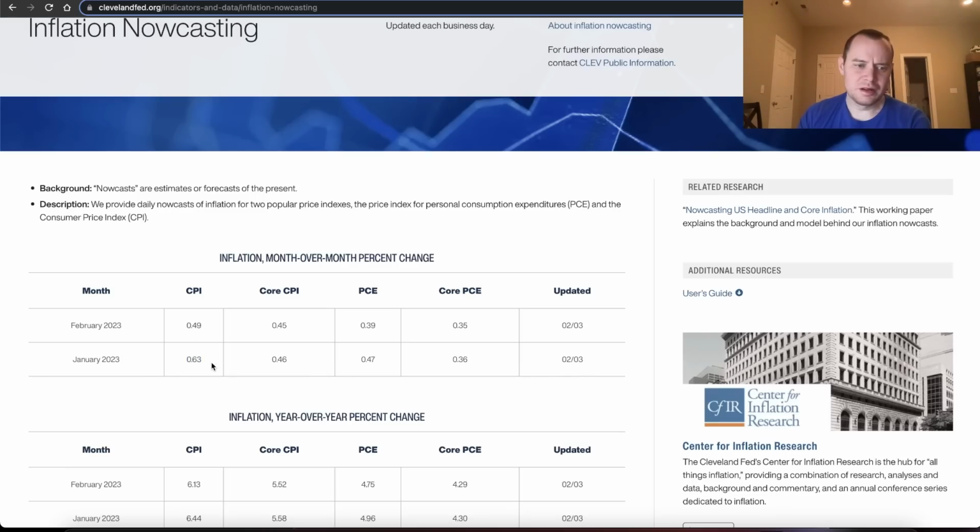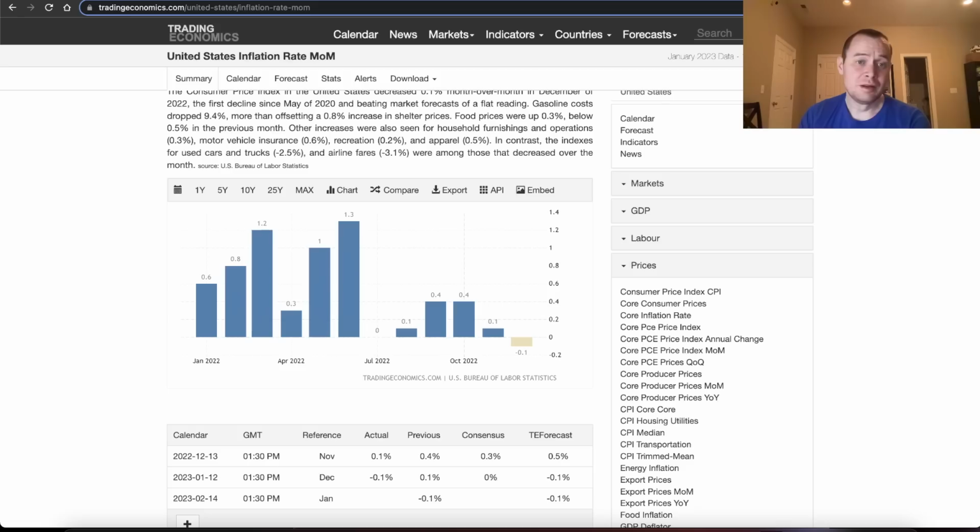They're currently suggesting that February is going to be 0.49. Of course, we only just started, so this number is subject to change. I think they update it basically every single day. But this is a pretty big number. So we'll see where it comes in. We'll see who's right. Is it the Cleveland Fed? Is it Trading Economics? Maybe it'll be somewhere in between negative 0.1 and 0.63.